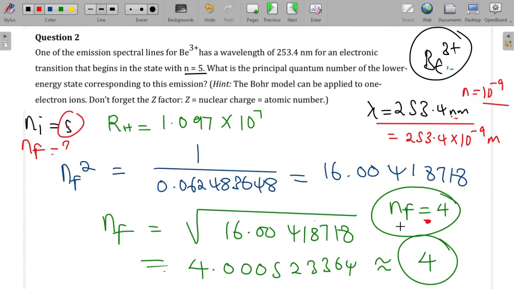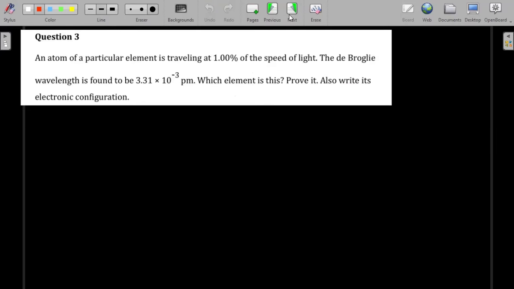Okay, let's do number 3. So number 3, they're saying an atom of a particular element is traveling at 1% the speed of light. The wavelength is found to be 3.31 times 10 to the power minus 3 picometers. What element is this? And then they're saying prove it, also write its electronic configuration. So this is a very nice question. So we have to understand it, and then calculate.